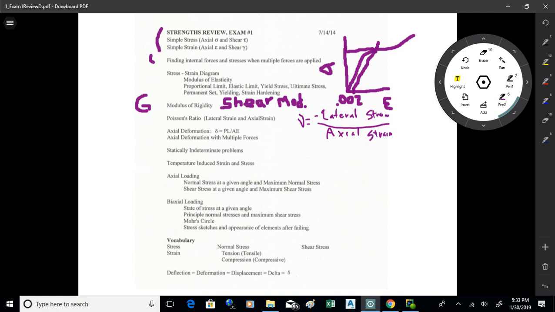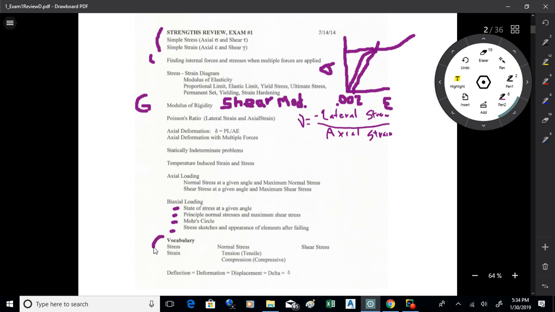Temperature-induced strain and stress, we covered that. Axial loading is the axially loaded bars, where we have those formulas for finding the stress, both axial stress and shear stress at an angle plane, I should say. You can also find the maximum and minimum axial and shear stresses. And then we did the biaxial. We did a few different versions of that: finding the stress at some angle for a biaxially loaded element, finding the max and min stresses, which are called the principal stresses, and the maximum shear stress, and then using Mohr's circle and doing sketching.